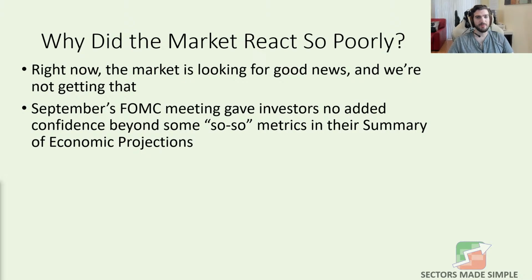September's FOMC meeting gave investors, well, no added confidence. What we did get was another increase to the federal funds rate, which, as of writing this, September 30th, mortgage rates in the US for 30-year fixed rate loans are now over 7%.